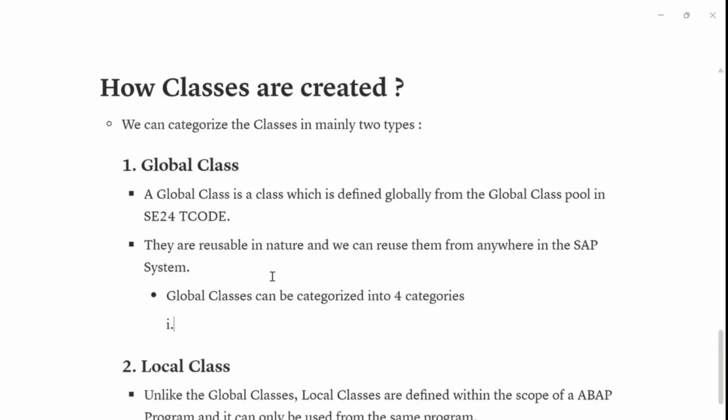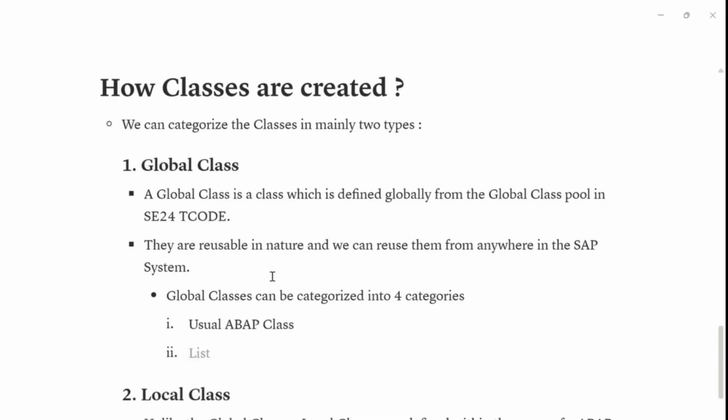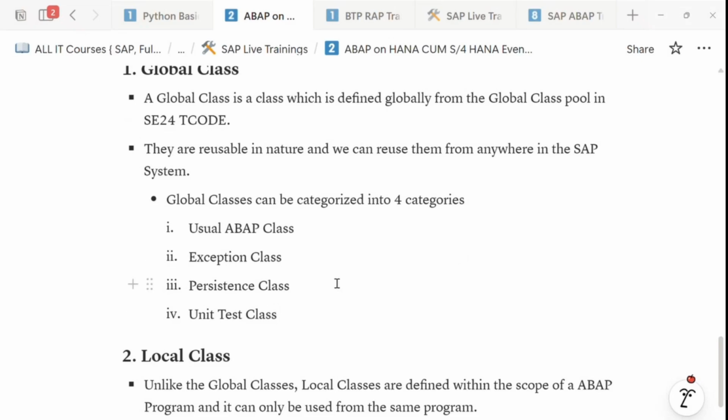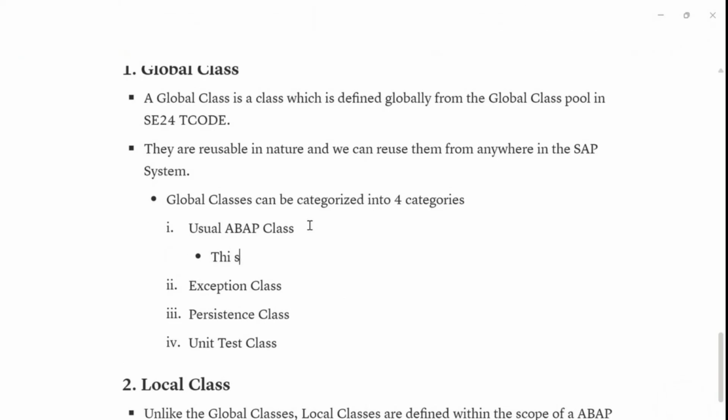The first one is our usual ABAP class. The second one is the exception class. The third one is the persistence class, and the fourth one is the unit test class. The usual ABAP class is the major global class, which is more often created. Normally we create this only.